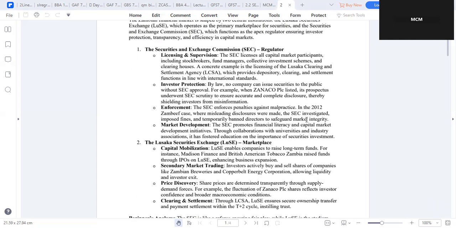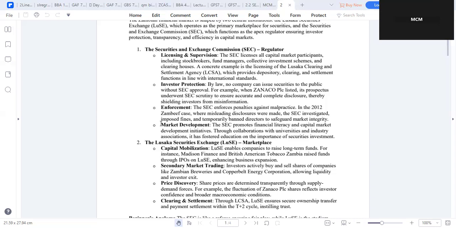So we will look at the Securities Exchange Commission, which is a regulator, and the marketplace, which is the Lusaka Stock Exchange. So the roles of the Securities Exchange Commission are licensing and supervision. All licenses in the capital market, be it for individual participants, stockbrokers, fund managers, collective schemes, are licensed by the Securities Exchange Commission. It is this house that provides depository, clearing, and settlement functions in line with the international standards that have been put. It also has the role of investor protection.